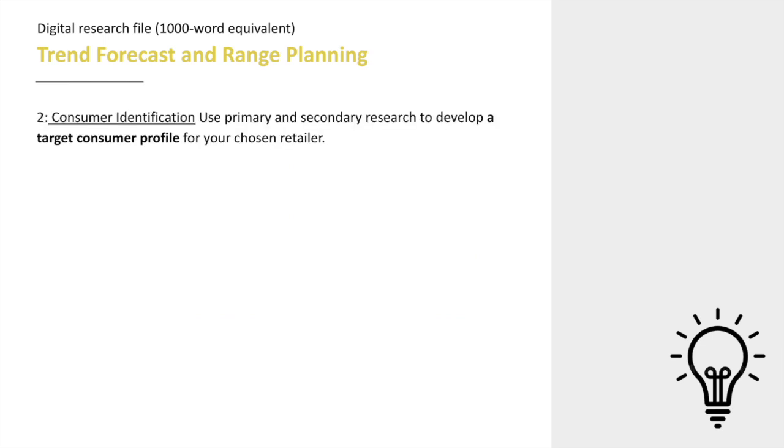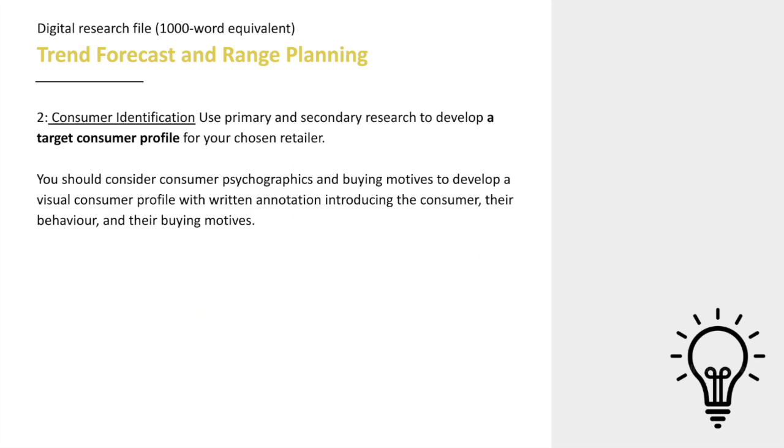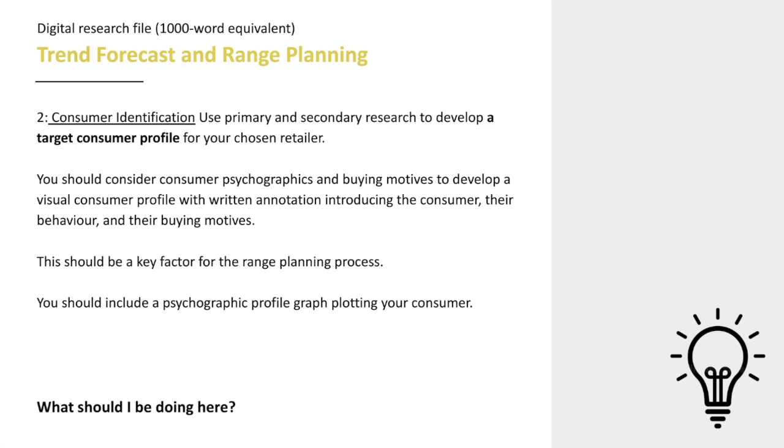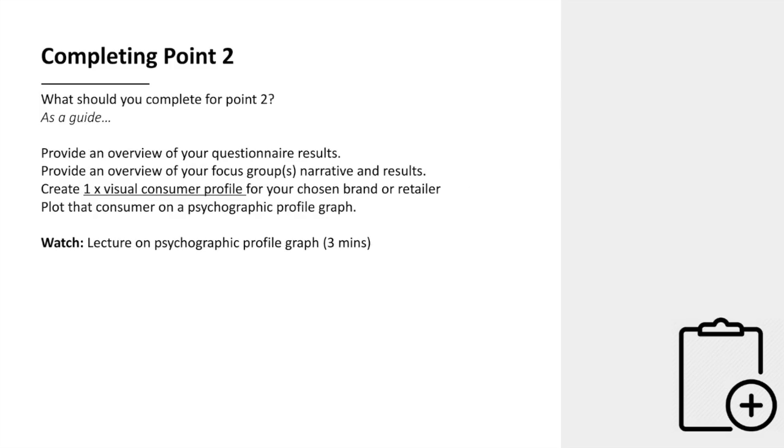So remember, you're completing your consumer identification here using your primary and secondary research to develop one consumer profile for your chosen retailer. You should consider consumer psychographics and buying motives to develop a visual consumer profile with some written annotation, including the consumer, their behaviour and their buying motives. Finally, you should include a psychographic profile graph plotting your consumer with some annotation explaining why you've positioned them in that area. And remember, there is a lecture on this as well.